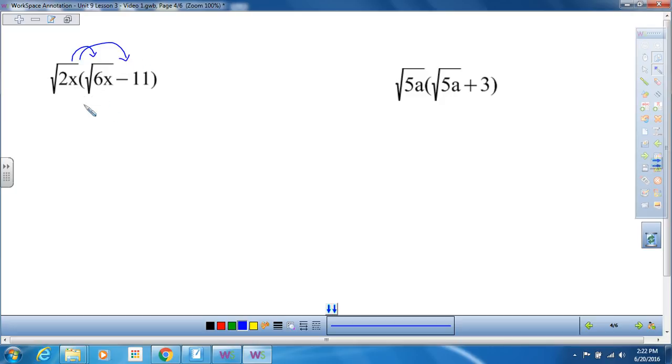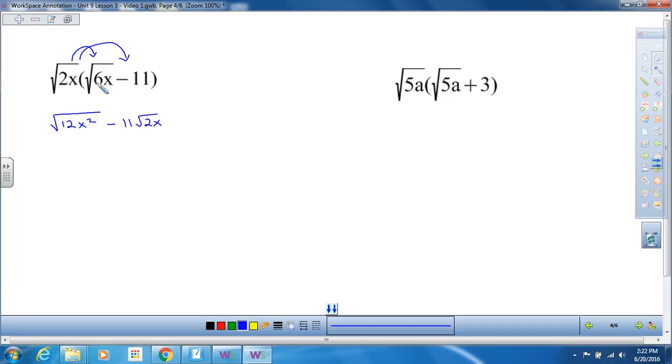2x and 6x are both under the radical, so I can combine those. I can multiply. 2 times 6 is 12. x times x is x squared. And then 11 is outside. Okay, I need to simplify this 12x squared.